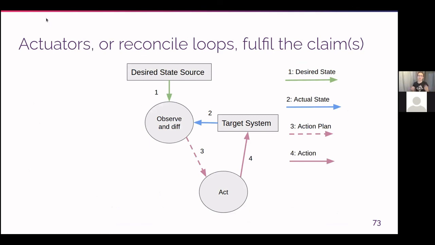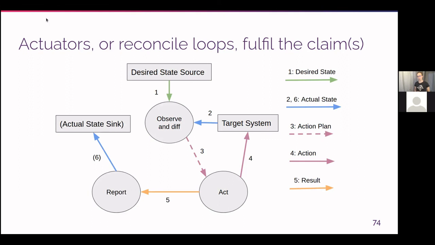It might be nothing. If the desired state and actual state already equal, then there is nothing to do. We just loop. We just wait a couple more minutes. But if there is an action, then we execute the action. We act. Then there will be some result of the action, and that we might report to other consumers.